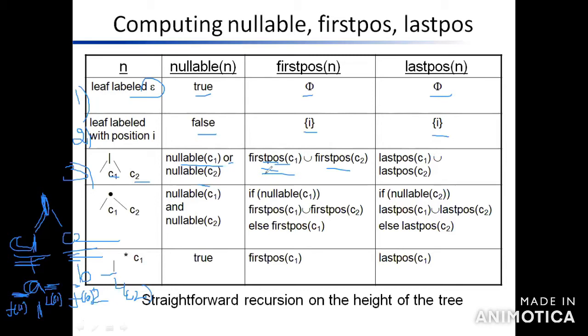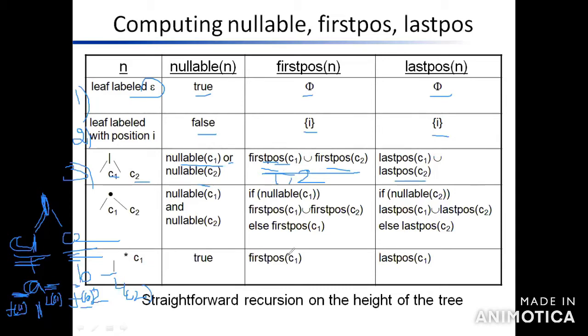So what we'll do is merge the first positions and the last positions. First position of C1 union first position of C2. The first position of C1 is 1, the first position of C2 is 2, so you have to merge 1 and 2. Now you have a clear idea. Just listen to the class, then only it is easy to understand.